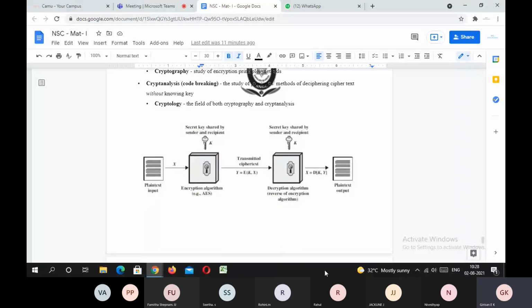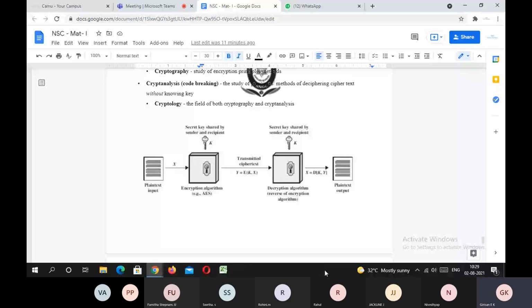You understand? Now, in this diagram, you can see two key symbols represented, but the value is the same. K is the value. The plain text is X, and we are using an algorithm converting it into Y. Y is the ciphertext. Y is got by Y equals E of K comma X, encryption. K is the key. X is the plain text.